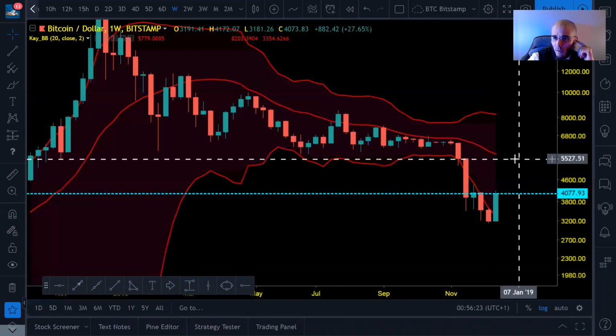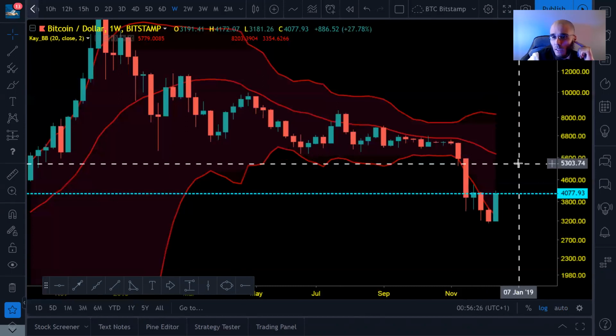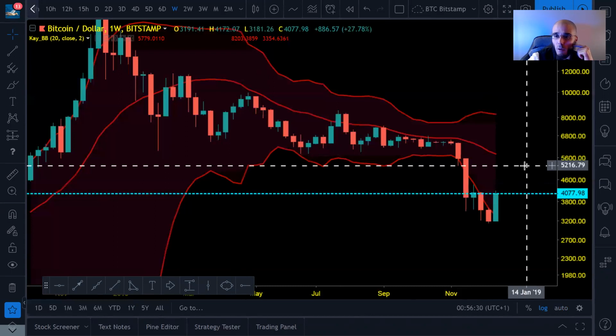Well, I think around 5,500 because it's moving down, so it will be lower in a couple of weeks. But we could touch the middle Bollinger Band. That's at least the target for now.